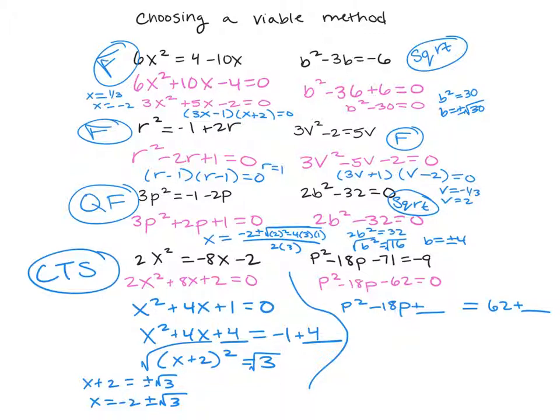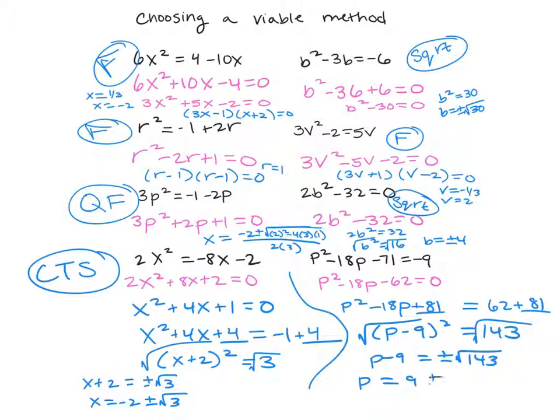And we want to add something to both sides that will make that a perfect square. So negative 18 divided by 2 is negative 9. 9 squared is 81. And so that will become p minus 9 squared. And that will become 143. And then we finished out by square rooting both sides, making sure we remember our plus or minus. And because 143 doesn't simplify any, we're left with our answer there. So completing the square was great for this one as well.